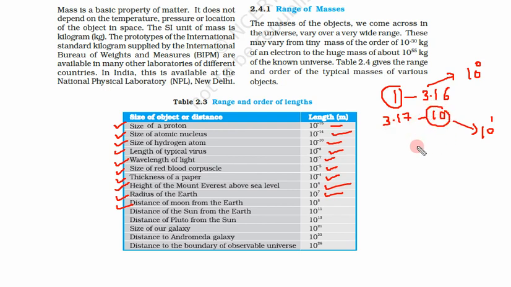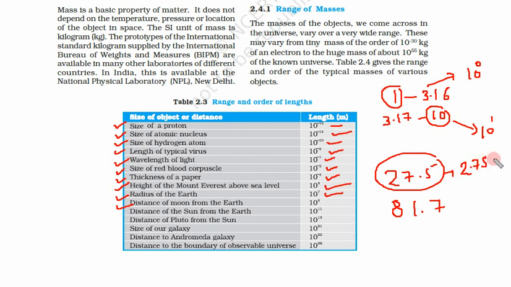Let us understand with another example. Suppose we have a number 27.5, and another number 81.7. What are their orders? We can write the first as 2.75 into 10 to the power 1, and we can write the second as 8.17 into 10 to the power 1.